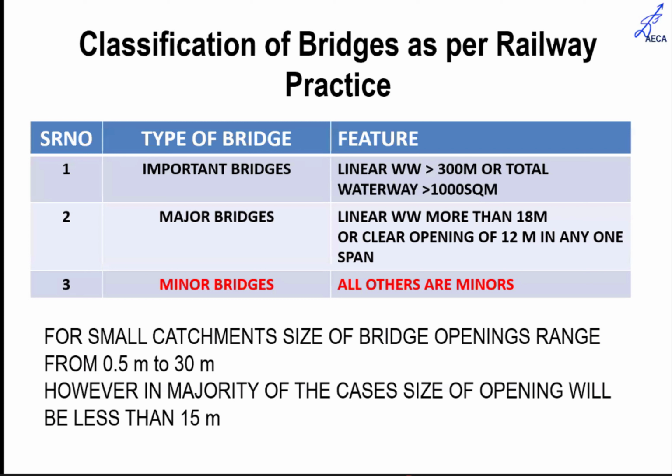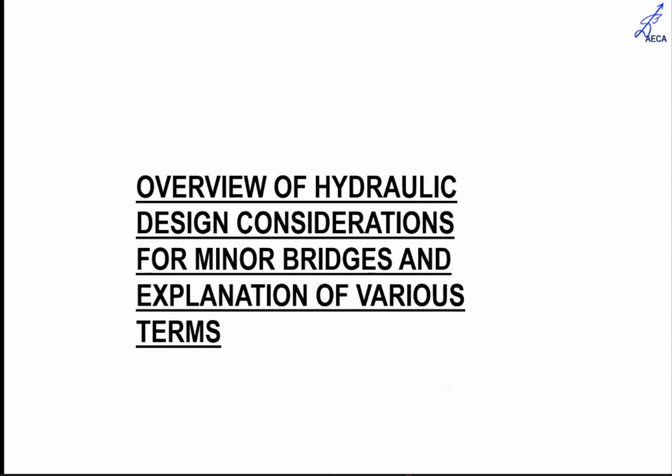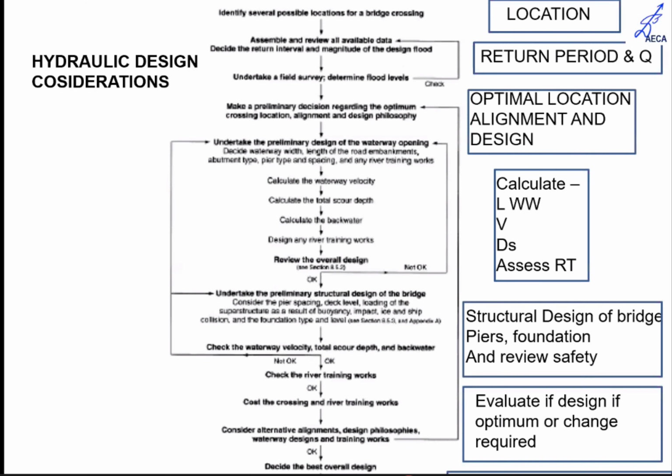And minor bridges are actually all other bridges which, not finding any classification under 1 and 2, will be classified as minor. Now small catchment size of bridge openings range from 0.5 to 30 meters. However, in the majority of cases the size of opening would be less than 15 meters. We will have a broad overview of the hydraulic design considerations.